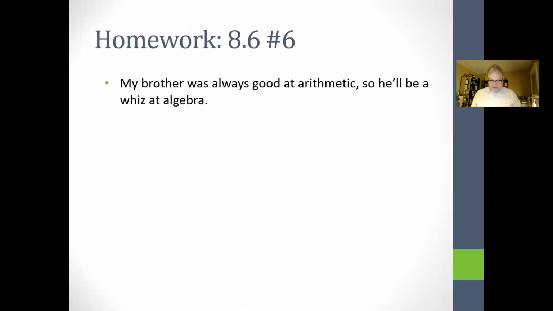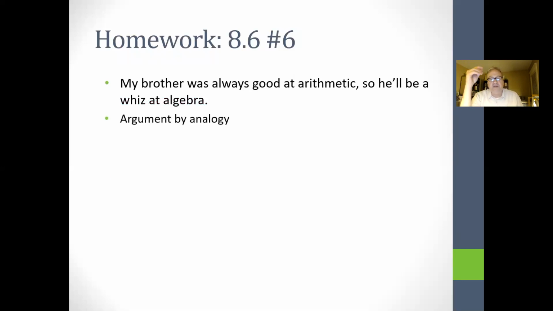8.6 says, okay, let's do number 6. "My brother was always good at arithmetic, so he'll be a whiz at algebra." Oh, let me read what we're doing here. Evaluate each of the following passages and indicate whether it contains A, an argument by analogy, B, a literary analogy, or C, an enumerating induction. If the passage contains an argument by analogy, indicate the total number of things being compared, the relevant similarities, the conclusion, and whether the argument is strong or weak.